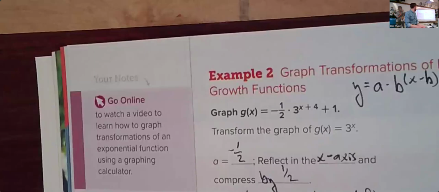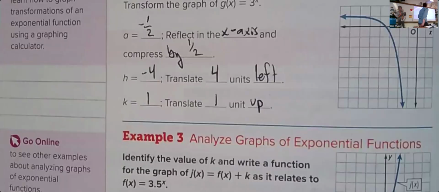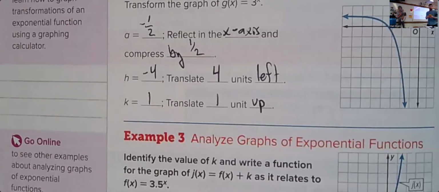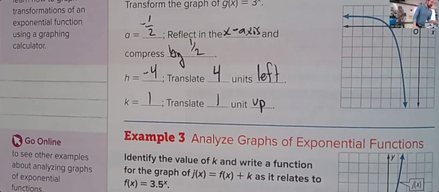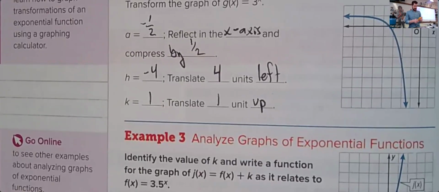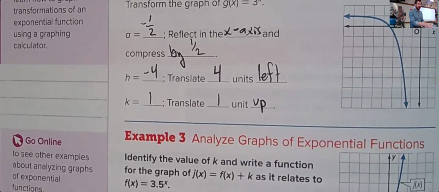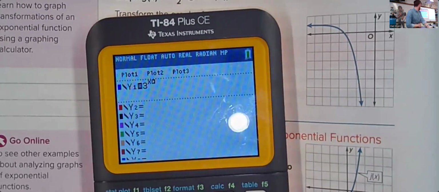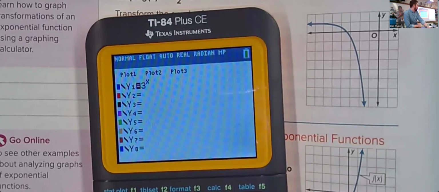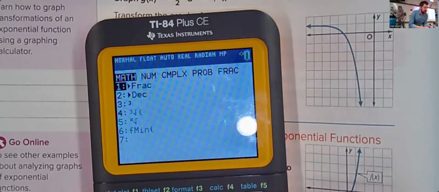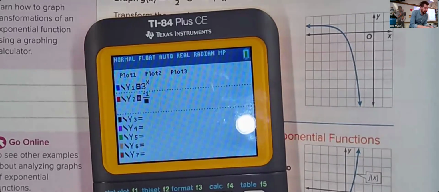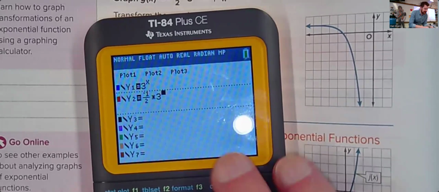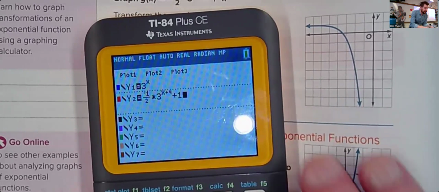In fact, I would recommend doing this as well. You can use your graphing calculator to compare the two graphs. If the parent function in this particular situation is y equals 3 to the power of x, that's our parent function there, and we end up with -1/2 times 3 to the x plus 4, plus 1.